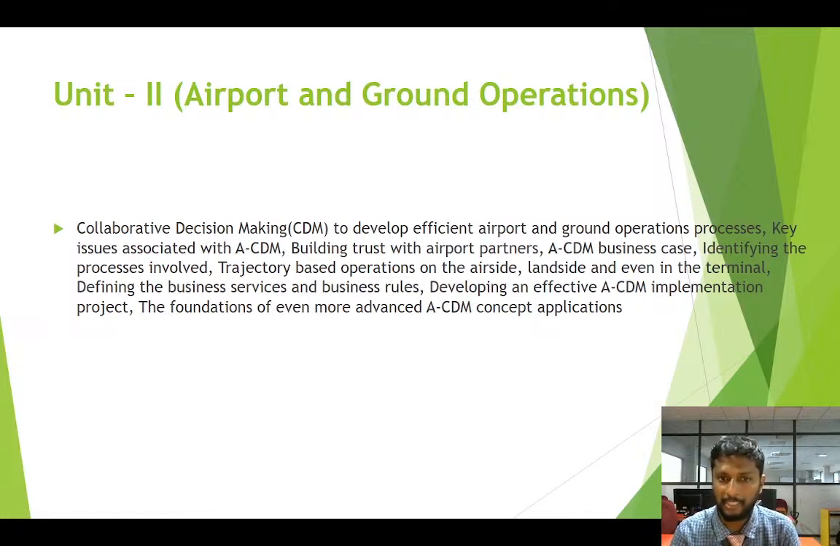What is the trajectory of operation for the air side and the land side? Those are the two sections of the aviation industry, for the flight path and its terminal. What are the business services and business rules? What are the different types of airport categories and aircraft categories in an aviation system? How to develop and implement ACDM, and what are the future aspects of CDM and ACDM in the aviation industry? You will study that in unit 2.